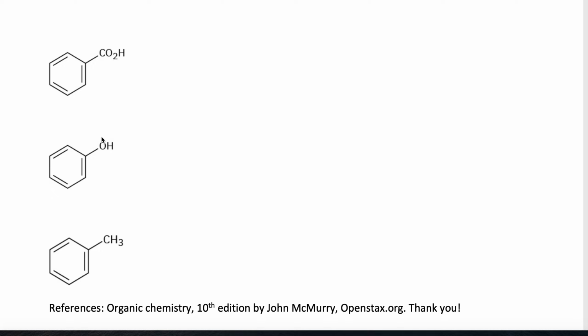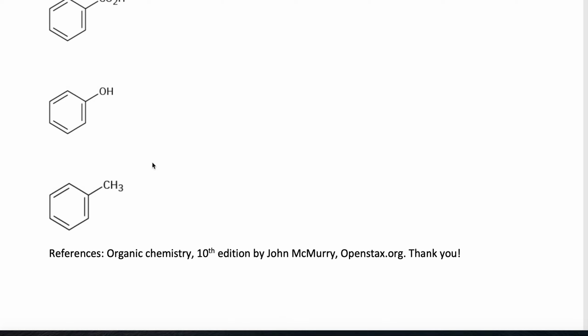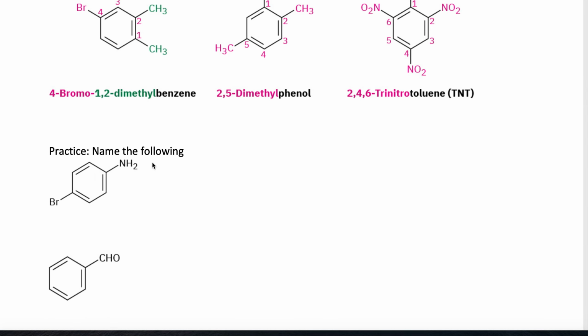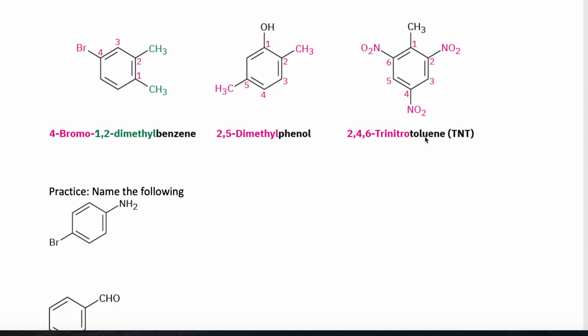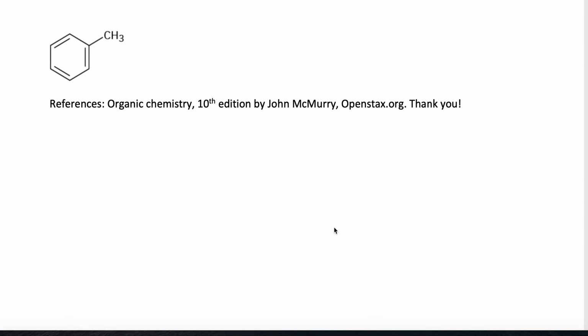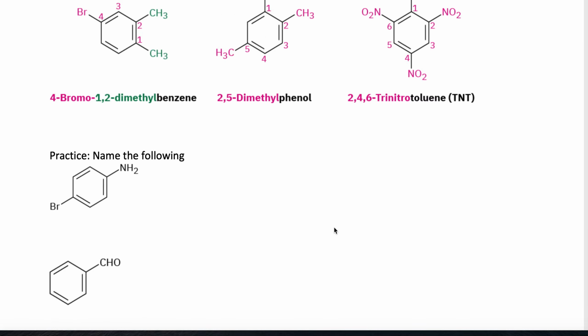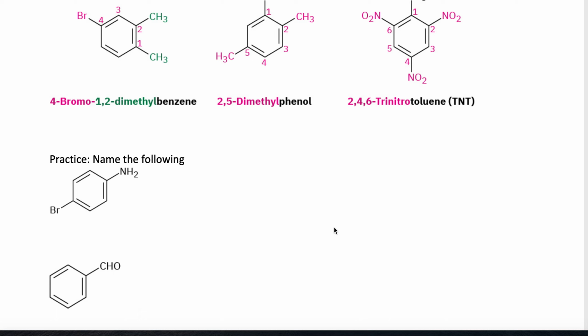Benzene with OH, as you've seen earlier, it's called phenol, P-H-E-N-O-L. Benzene with methyl, we call that toluene, T-O-L-U-E-N-E. Okay, right here, toluene. So you guys can write those down. And we should be good for this one. Functional groups, hydrocarbons, we should be good for these chapters.